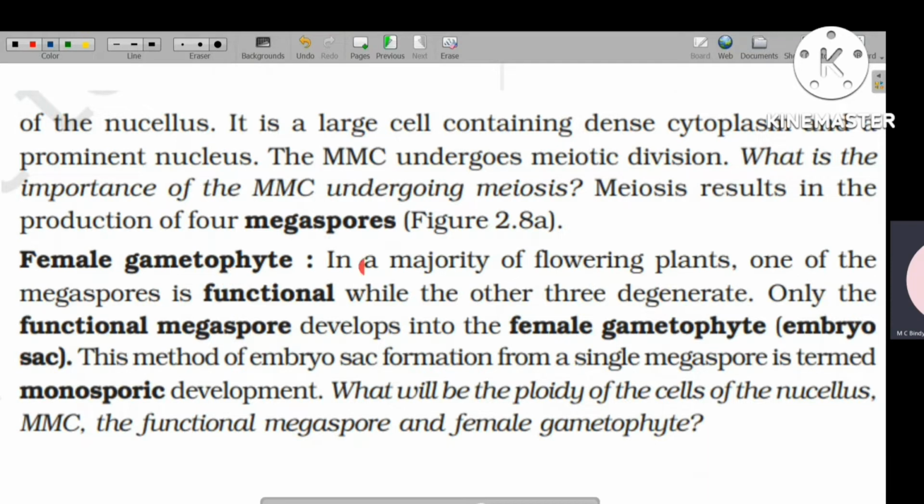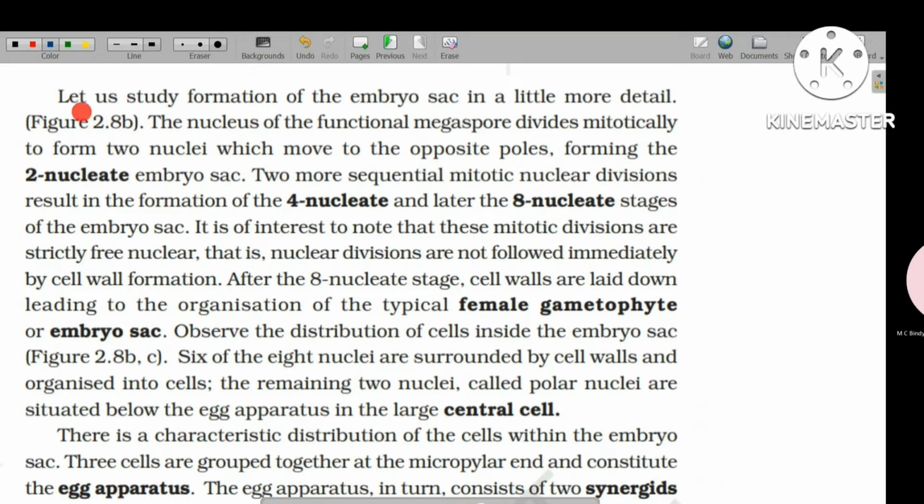Female gametophyte. In a majority of flowering plants, one of the megaspores is functional, while the other 3 degenerate. Only the functional megaspore develops into the female gametophyte or embryo sac. This method of embryo sac formation from a single megaspore is termed as monosporic development. Let us study the formation of embryo sac in a little more detail.